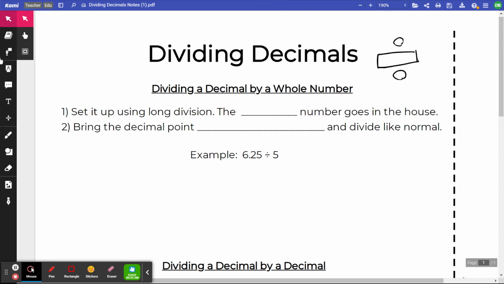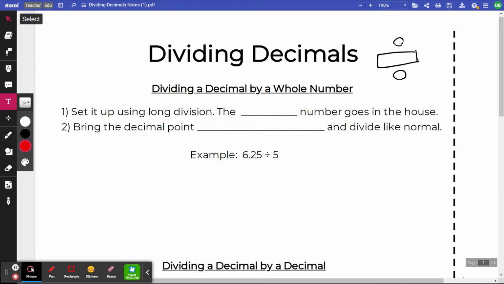But for now, we got to take care of these dividing decimals notes. These should be glued in on page 9 of your notebook, the next blank page. So make sure to have those in your notebook and update your table of contents.